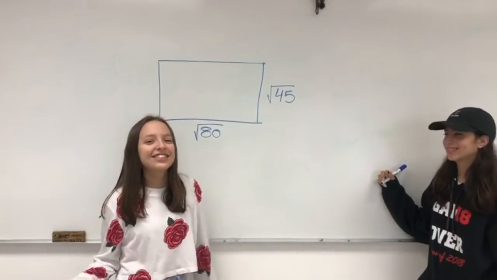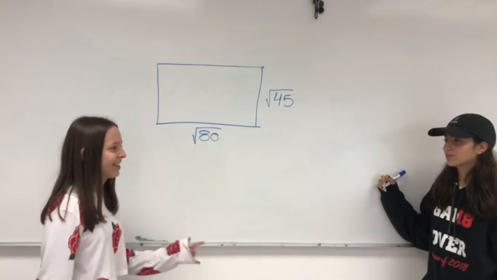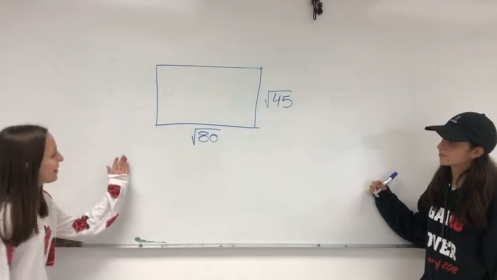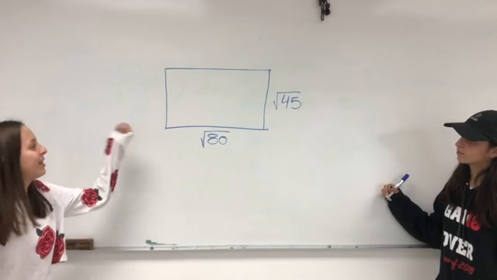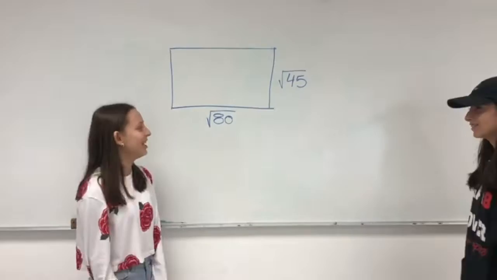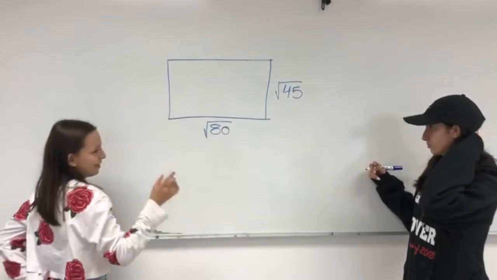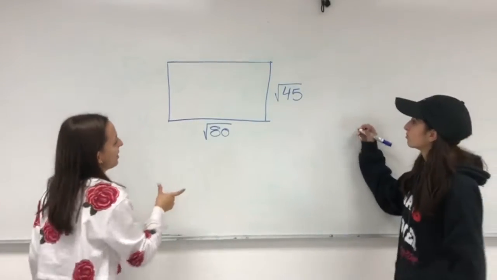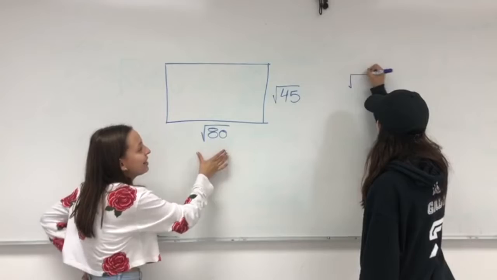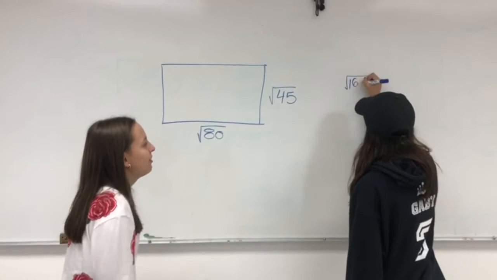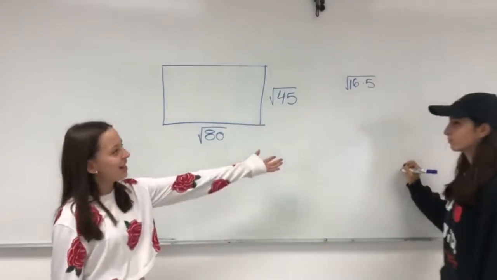Okay, so today we're gonna talk about how to solve radicals. In this example, we're gonna solve the area and the perimeter of this rectangle. So first you're gonna divide the number 80 and the number 45 so that your radical is smaller. So you're gonna divide the 80 in 16 and 5 so that you can get the 16 out of the radical.